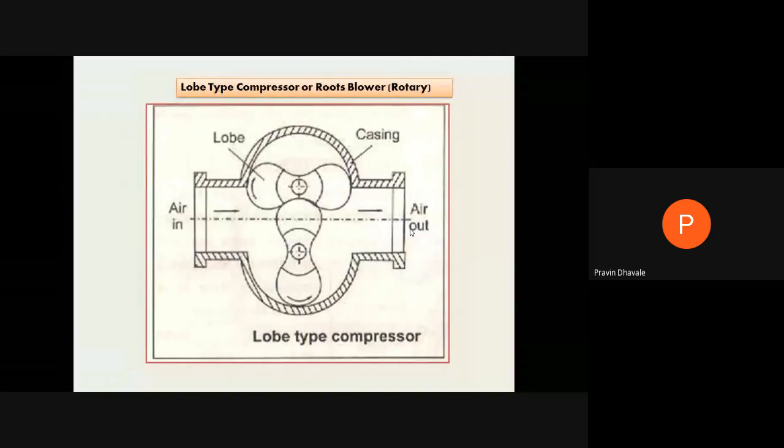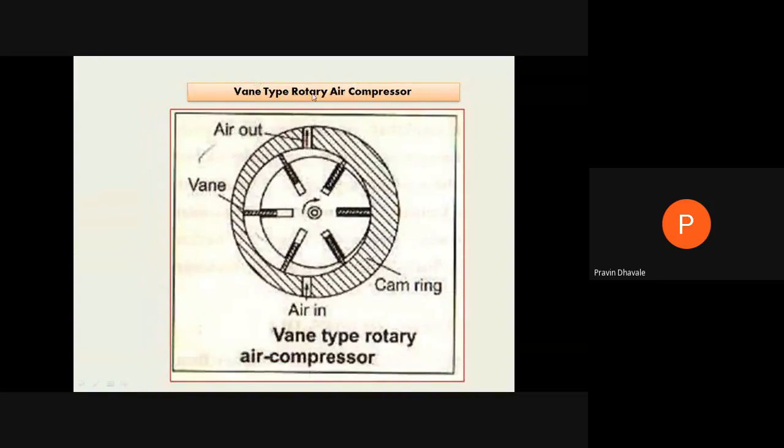So up till now we discussed the reciprocating type compressor. Now, rotary type compressors, which are positive displacement, where we see the lobe type compressor, which may be called a lobe blower, root blower, or rotary blower, right? Then the vane type compressor, also called a vane blower. These are the vanes.